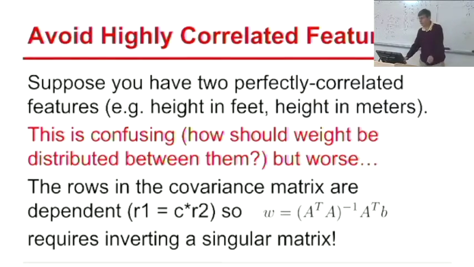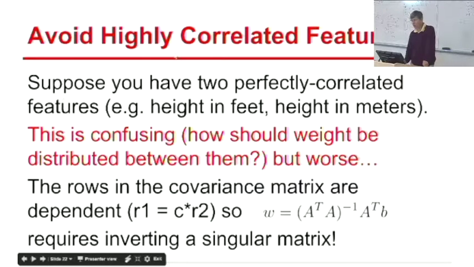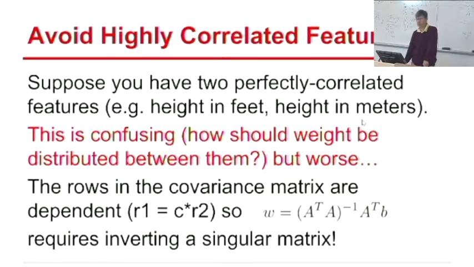Why is having perfectly correlated or highly correlated features a problem? Suppose I had in my feature matrix my height in feet and my height in meters. These are perfectly correlated, right? It's the differences multiplied by 3.2 or something like that.